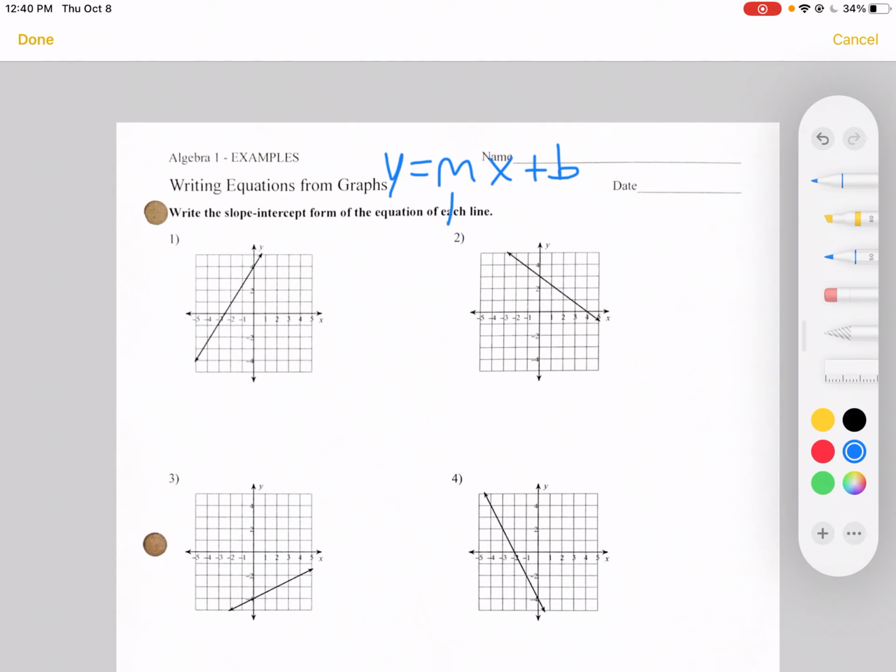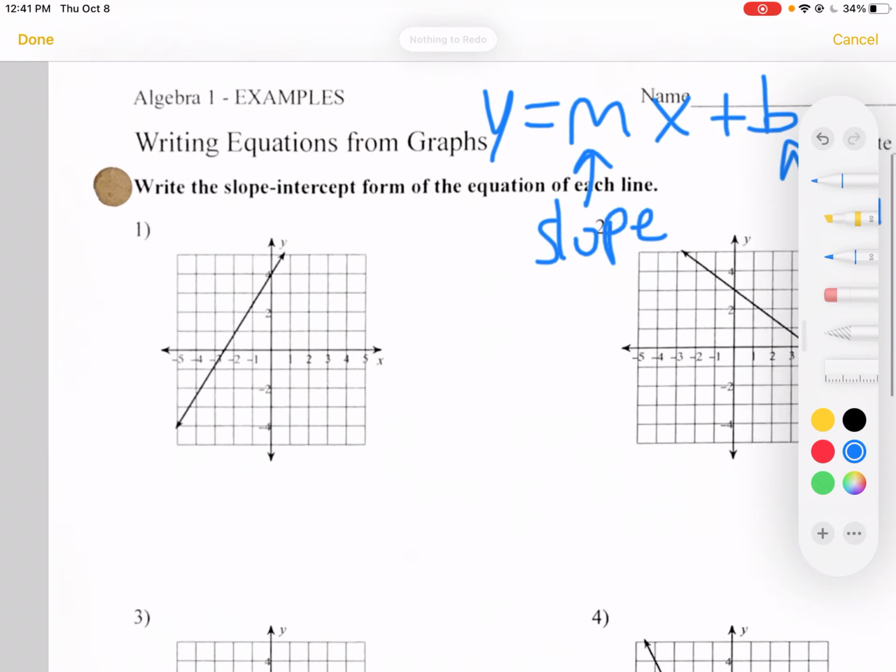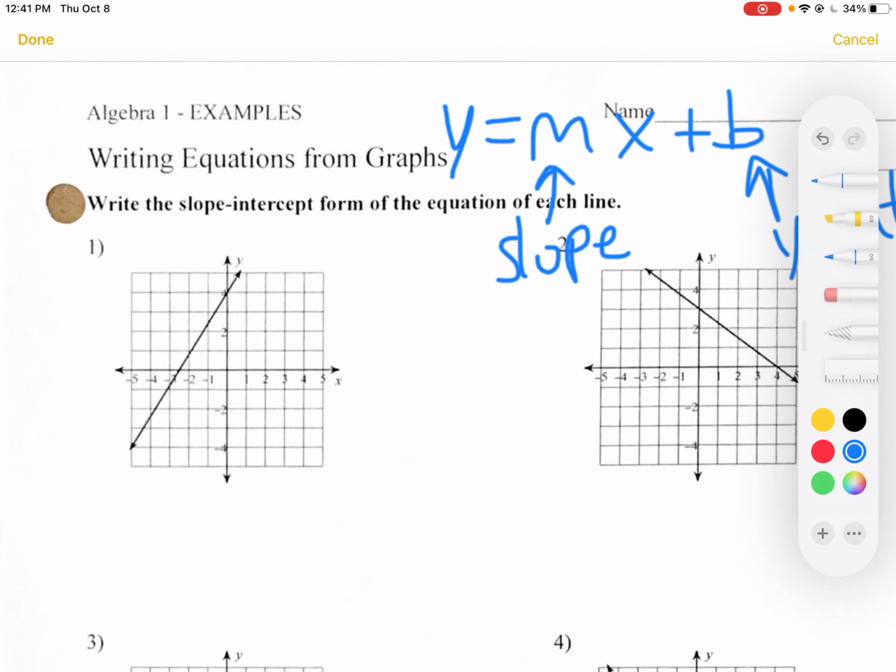We need to remember that m is our slope. That's like our rise over run. And then b is our y-intercept. That's the part where it crosses the y-axis. So if I'm looking at number 1, I have my y-intercept right there at positive 4. So I can start writing my equation a little bit. I'm going to have my slope, and then out here somewhere I'm going to have my y-intercept.